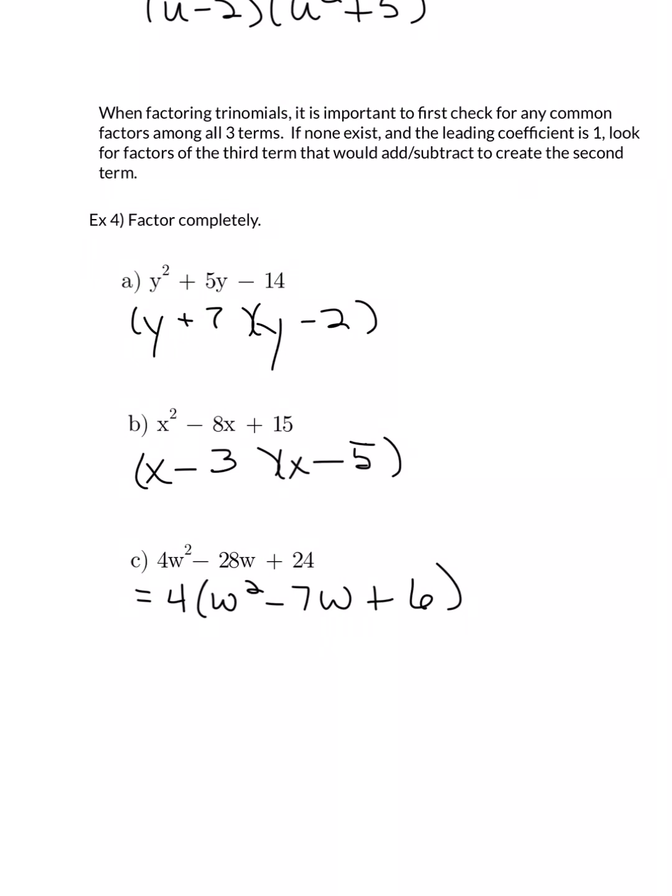Now look at what's left inside and see if that factors. So we know we've got a w squared. We have to have a w in each one. Find factors of 6 that will combine to equal 7 with both of the signs being negative because the middle term only is negative. Well, 6 and 1 will combine to equal 7. So we're going to have w minus 6 and w minus 1.